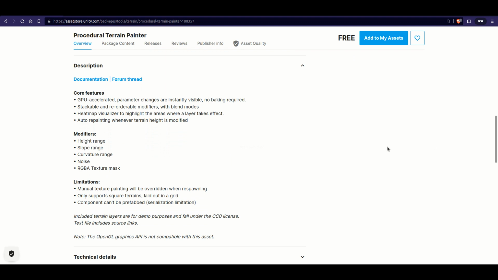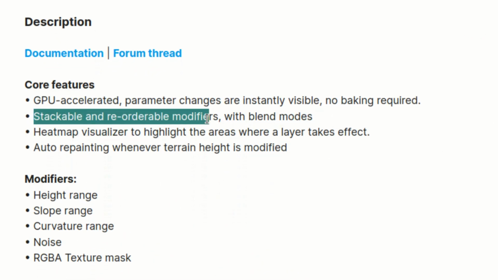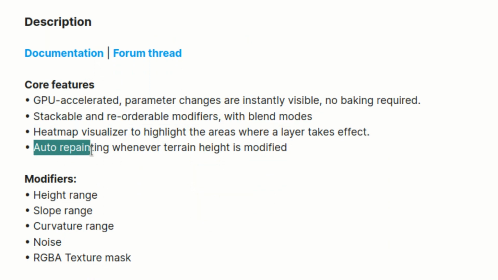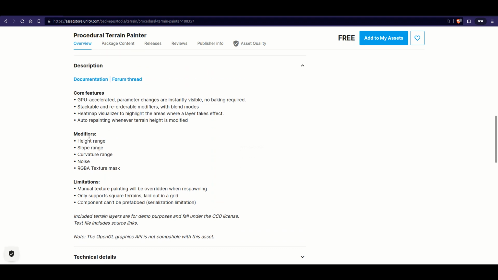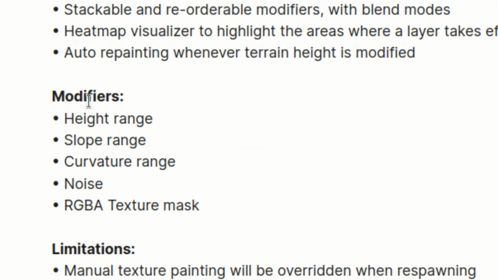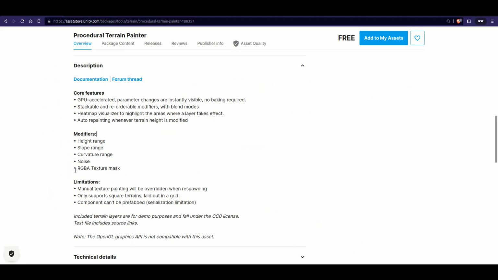From the official description, you can see it supports stackable and reorderable modifiers, heat map visualizer, and also auto repainting. This tool supports a few modifiers including height range, slope range, curvature range, noise, and RGBA texture mask. We will go through these modifiers in the later part of this video.